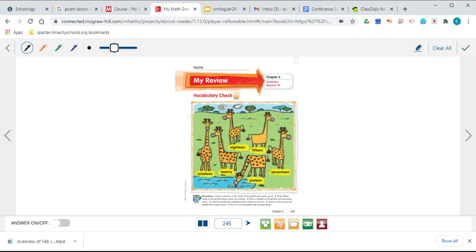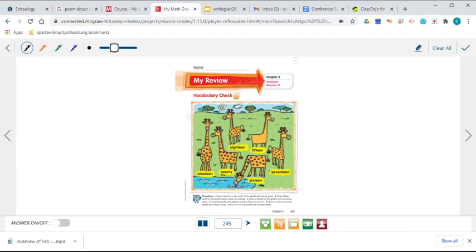We will be reviewing for your chapter test today. So if you would take out your math book and get to page 245, that's where we are going to start, on page 245. And the first thing that we're going to do is do a little vocabulary check. These are your words for your teen numbers, so we need to take a look at those.